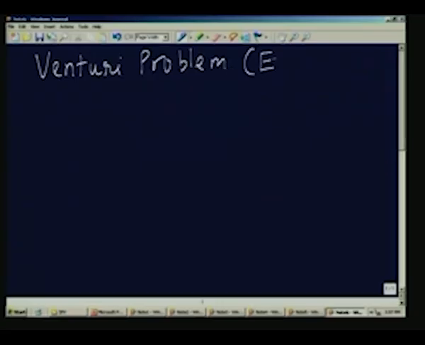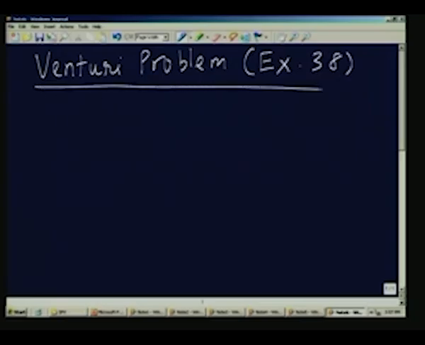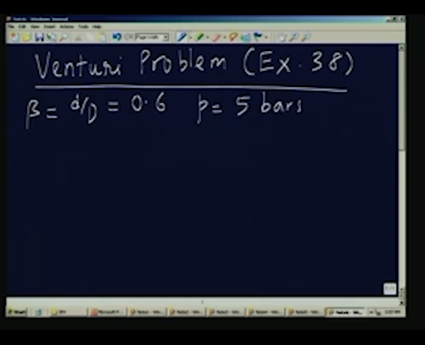This is example 38. We are given beta is 0.6, which is nothing but d by D equal to 0.6. The pressure is 5 bars and the temperature is given as 25 degrees.